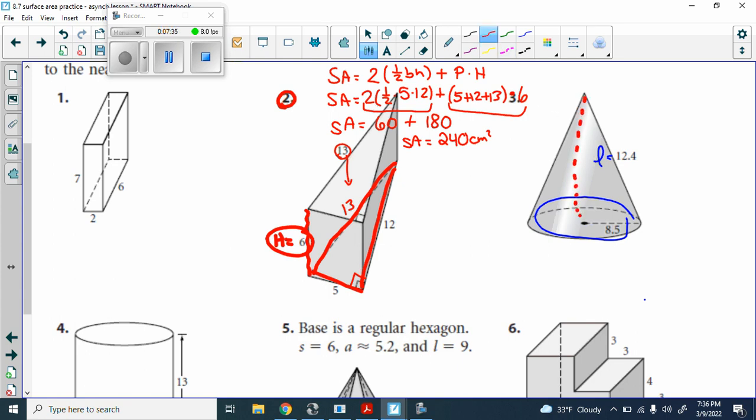This thing running through the middle here is the actual height of the cone, but that has nothing to do with the surface, so we just ignore that. Okay, so here we go. We're going to write our formula down to start.